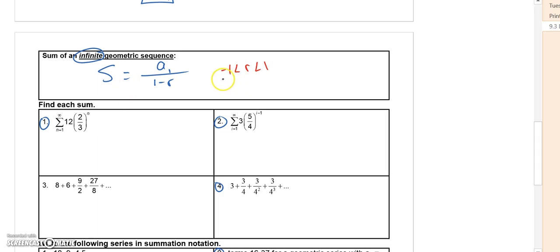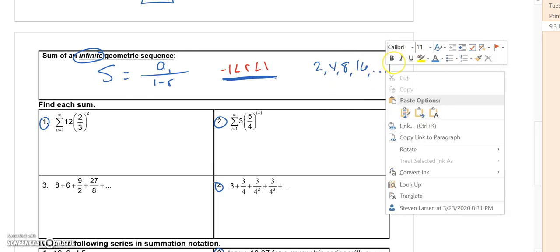Now keep in mind, this only works if our r value is between -1 and 1. If it's beyond that on either side, let's think about what that means. Let's say I have an r value of 2. So 2, 4, 8, 16, and this is infinite, right? So this is going to go forever. Dot, dot, dot means it's infinite.